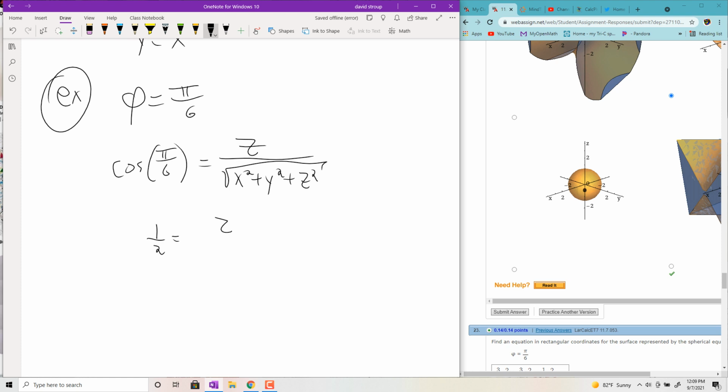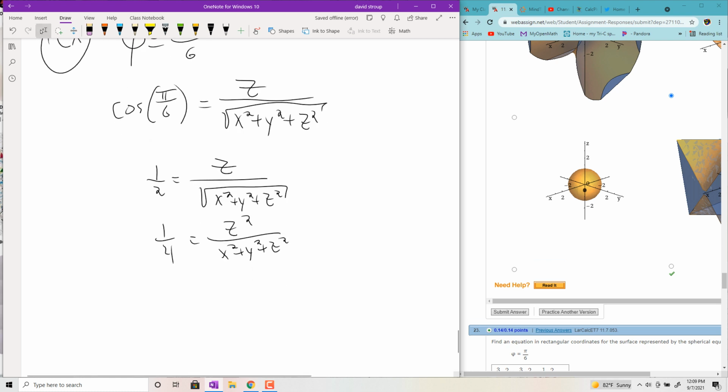So we get z all over this square root of x squared plus y squared plus z squared. I'd square both sides, so you get 1/4 is z squared all over x squared plus y squared plus z squared. And it looks like you're going to get kind of an ellipsoid type deal. You can cross multiply. Well, maybe not, right? So this is x squared plus y squared minus 3z squared is 0.